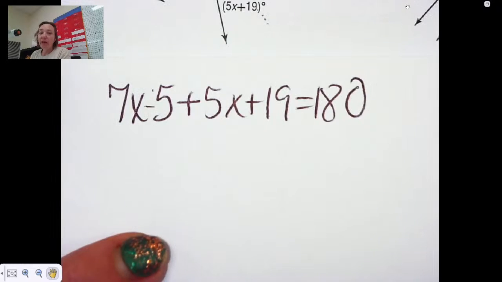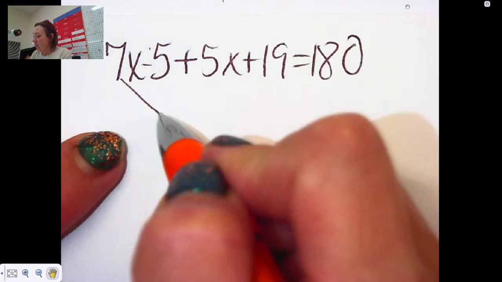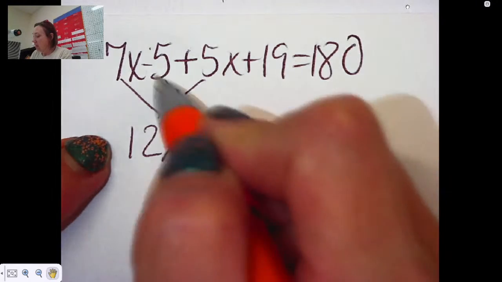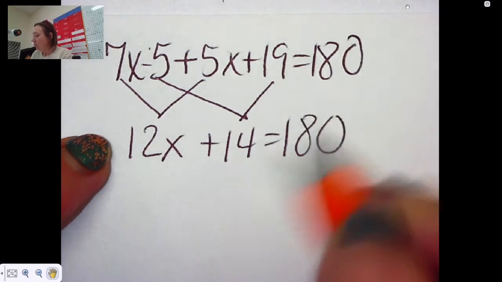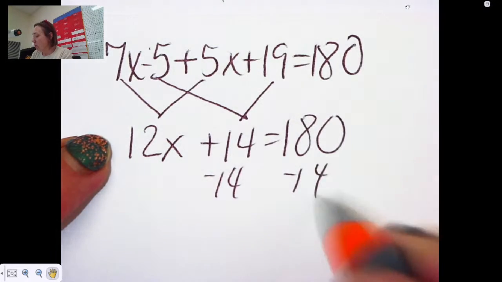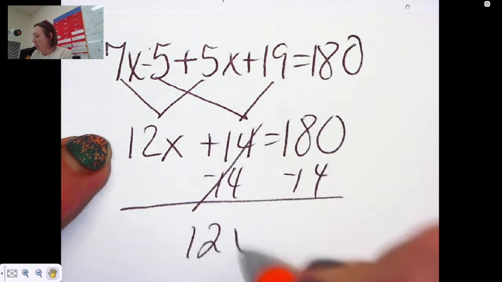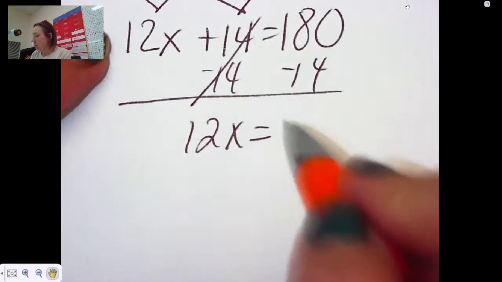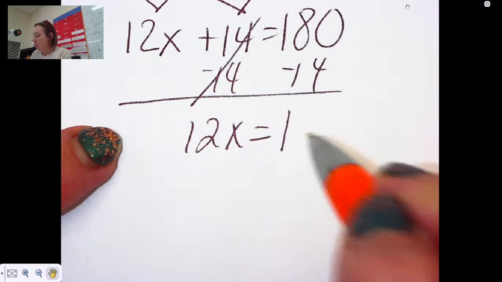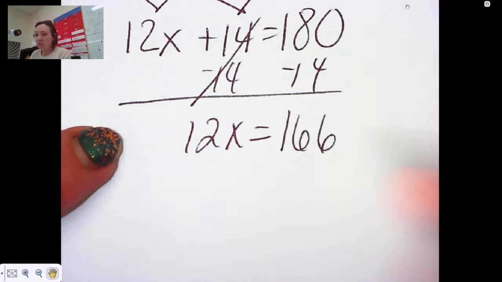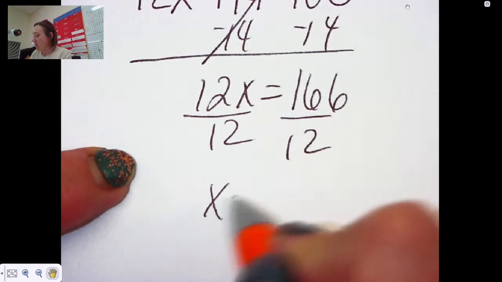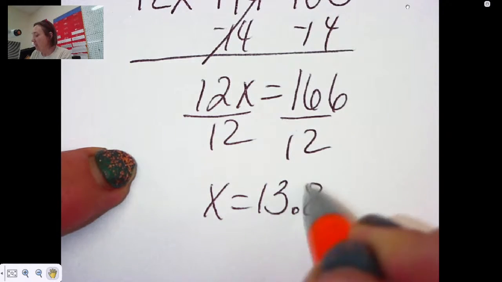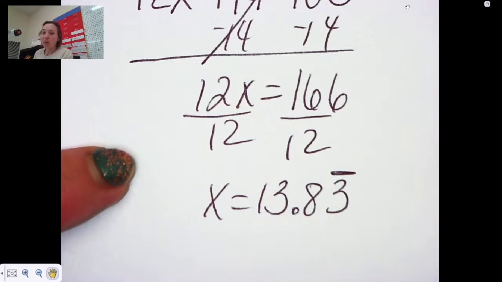So now we do the math. 7x and 5x is 12x. Negative 5 and 19 is 14. We're going to subtract 14 from both sides. 12x equals 166. And then when you divide by 12, you get that x is 13.83, and the 3 is repeating.